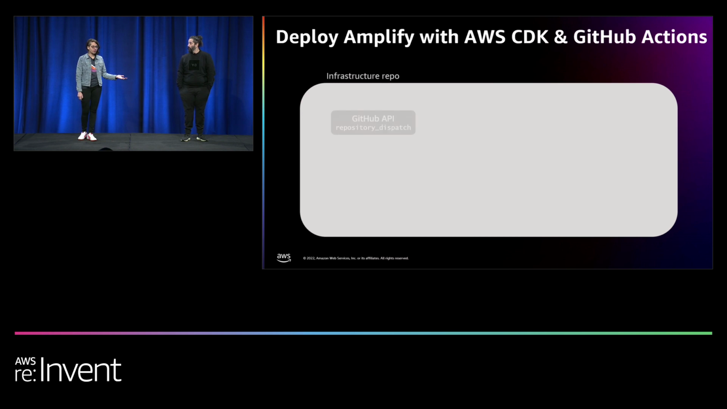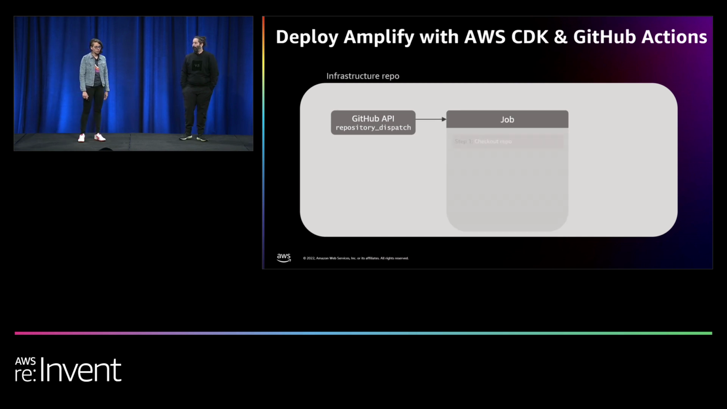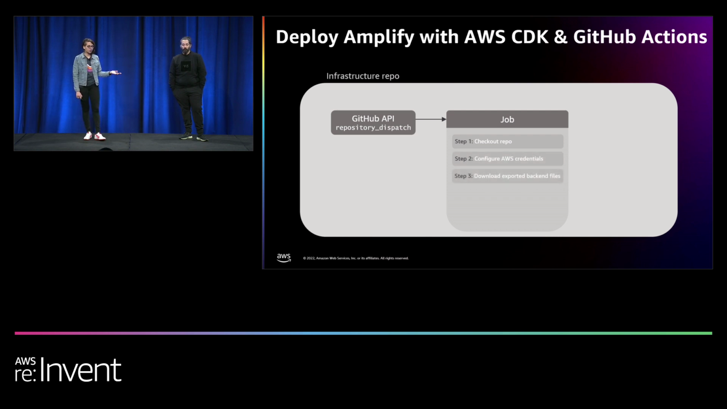On the infrastructure side of things, we are not triggering the workflow based on pushes. We are triggering the workflow using the GitHub API. So you call the GitHub API with a repository dispatch. We're doing the same thing, checking out the repo because we have our CDK application there, configuring AWS credentials because we're running CDK deploy from there.